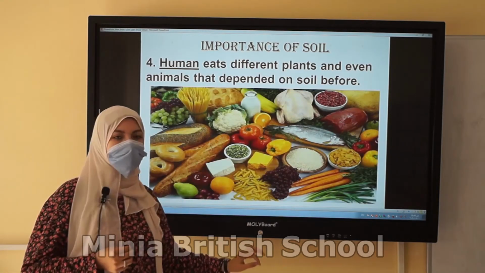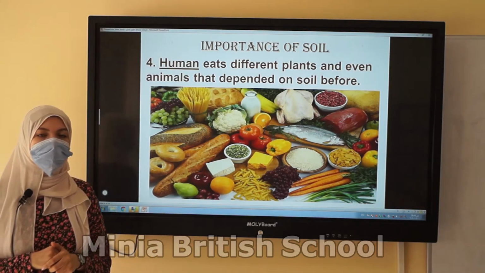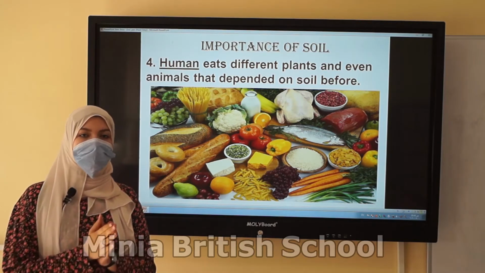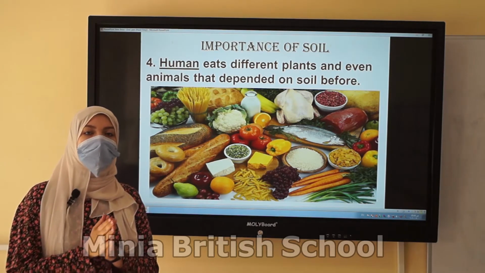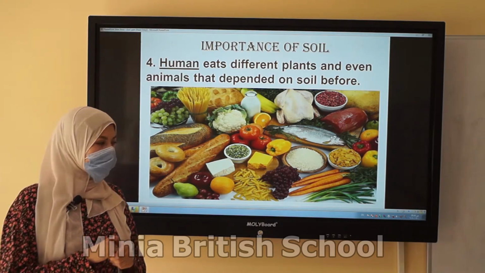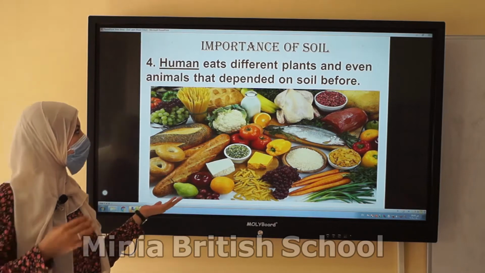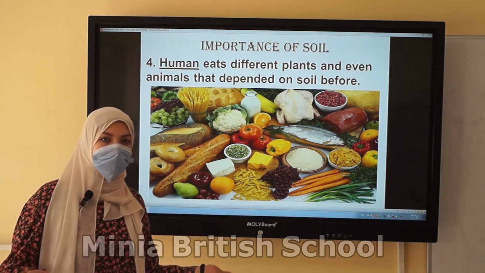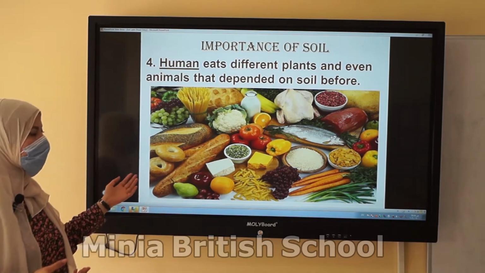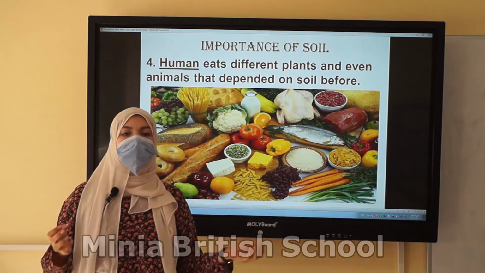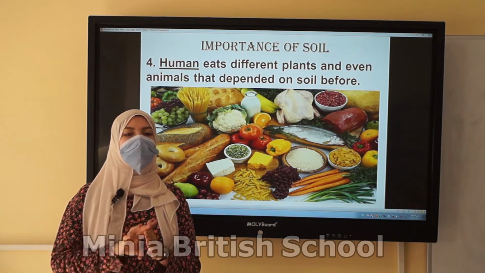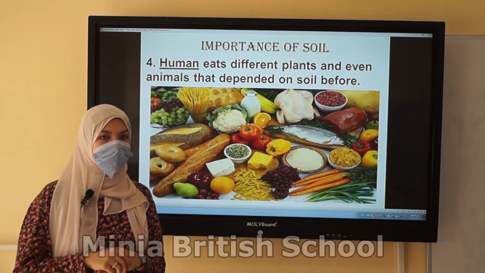But it's very important also to humans. Why? Because humans feed on many different plants, and the animals feed on plants too. So humans eat different plants and animals which feed on plants directly and indirectly, as we know. So the soil is very important to all living organisms, not plants only, but animals and humans also.